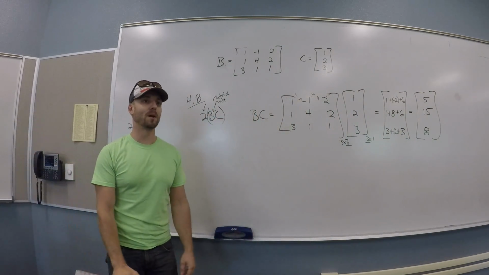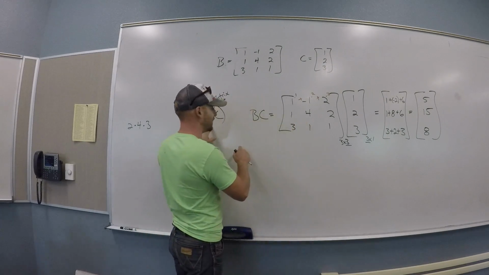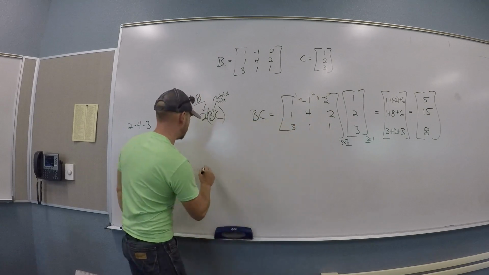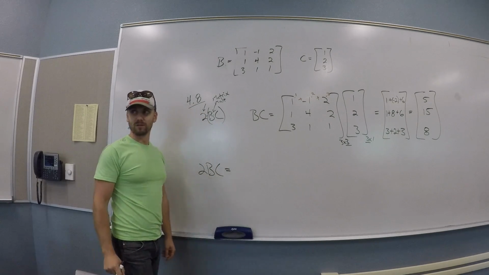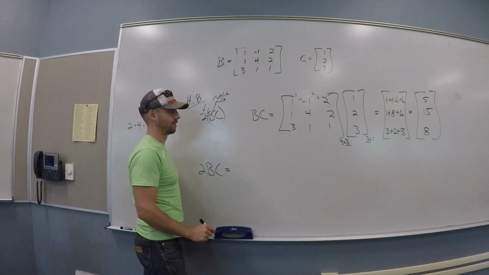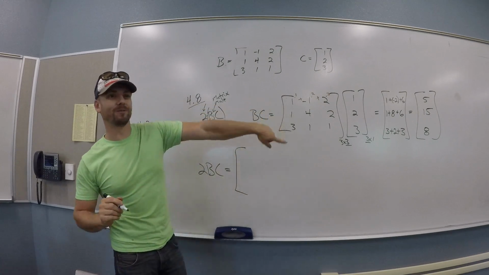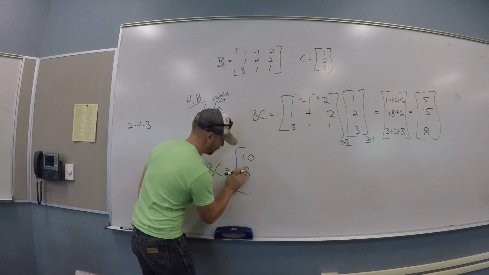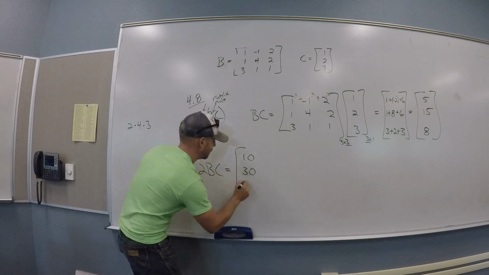And then I should remember, this wasn't the question I was asked. I was asked about 2 BC and I calculated BC here. So to get 2 BC, what do you multiply by 2? Your results. 5 times 2, 15 times 2, 8 times 2. Multiply all 3 entries, right? Scalar multiplication. So you got 10, 30, and 16.